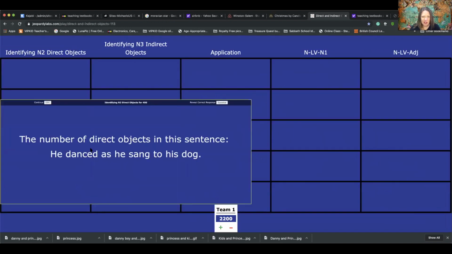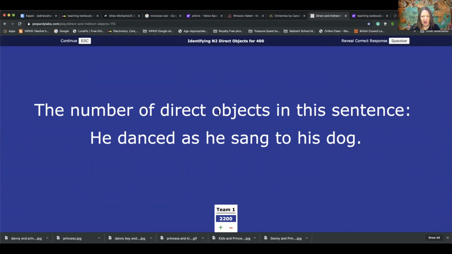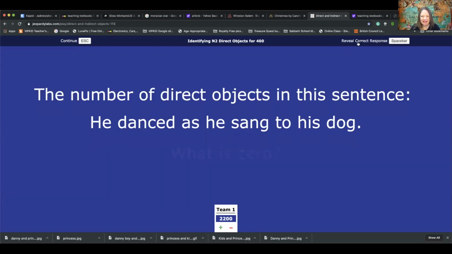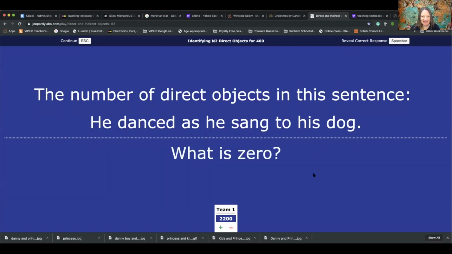Identifying direct objects for 400. The number of direct objects in this sentence. He danced as he sang to his dog. What is 0? Did you get it? There is no direct object in this sentence. Dog is in a prepositional phrase. This sentence is he danced, he sang.